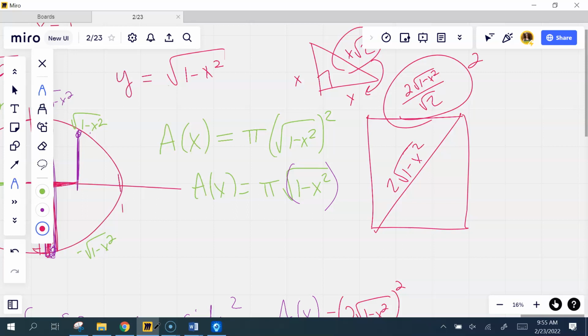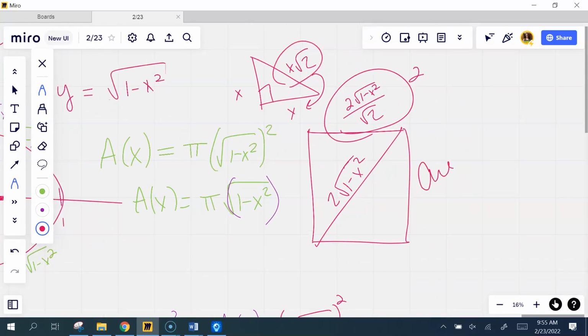So this thing is slicing it in the middle. How do you find the area of that square? If you know the diagonal of the square, how do you find the side length? The area of this square is side squared. So if I've got the middle, how do I find the side? It's 2 times the square root of 1 minus x squared over the square root of 2. That's the side.